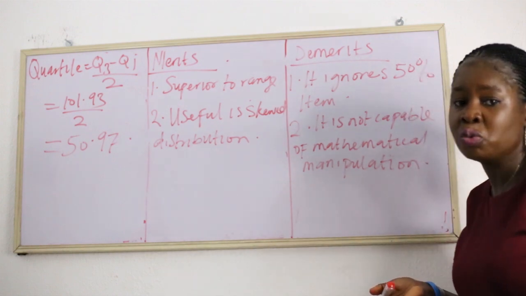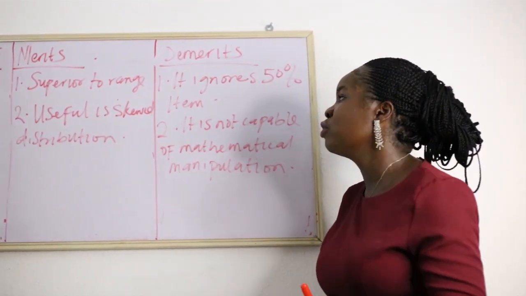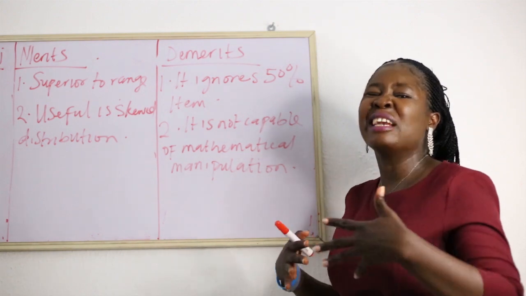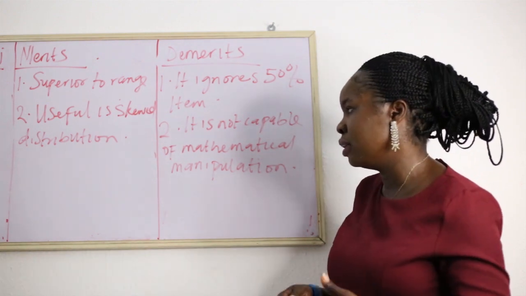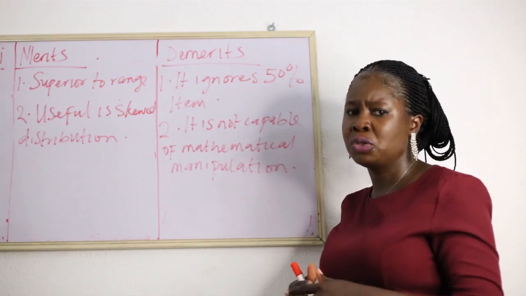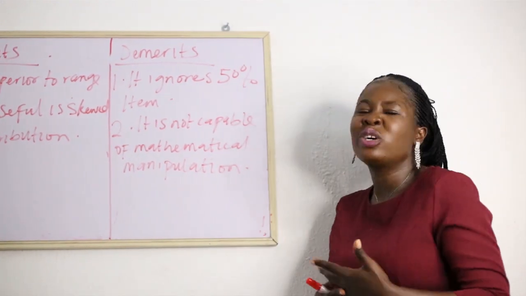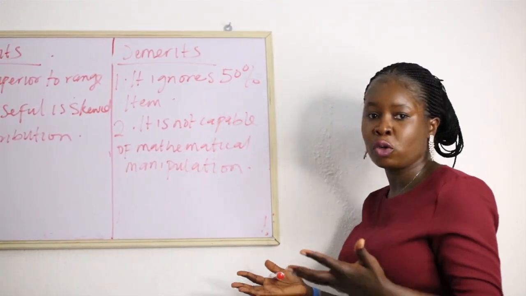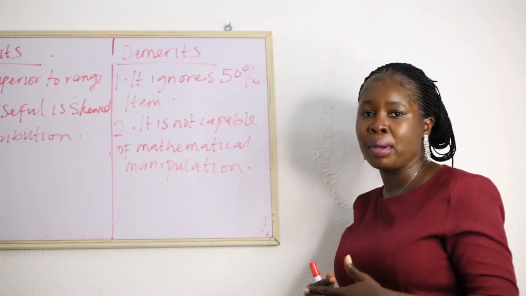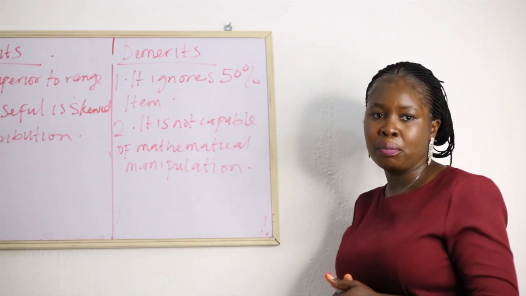It also comes with its own merits and demerits. What are its merits? One, it is superior to range, so it has an advantage over range. Secondly, it is also useful in badly skewed distributions. Then what are the demerits? One, it ignores about 50% of the values or items. Secondly, it is not capable of mathematical manipulation.